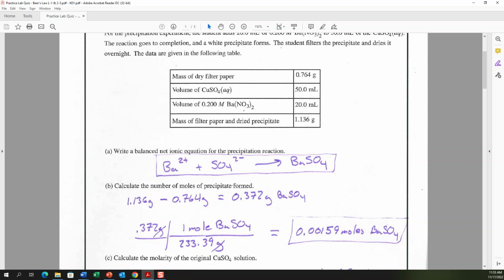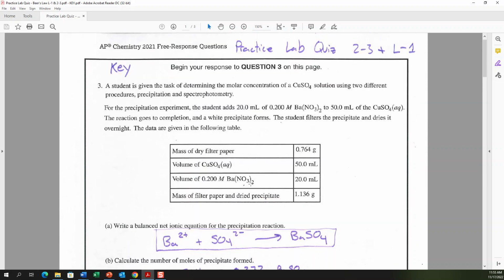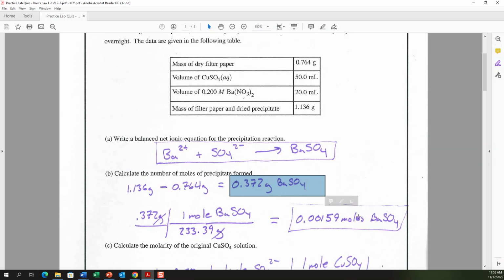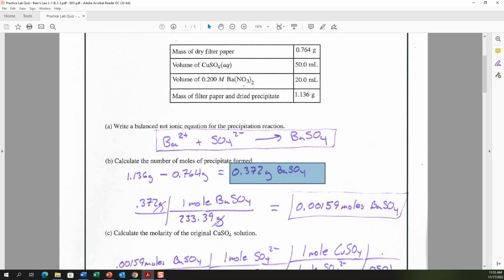So calculate the number of moles of precipitate formed. Here, they didn't give us the molar mass of barium sulfate. So what we had to do was first do the mass of the filter paper and the precipitate minus the mass of the filter paper. That gives us just the mass of the precipitate. And then that mass divided by the molar mass. So we actually had to calculate the molar mass of barium sulfate.